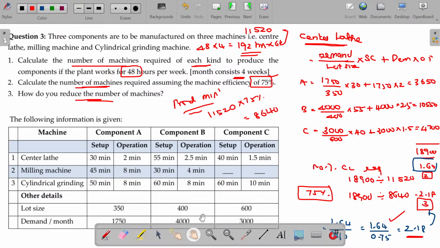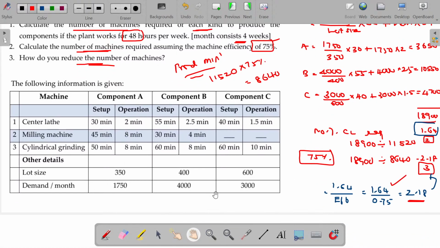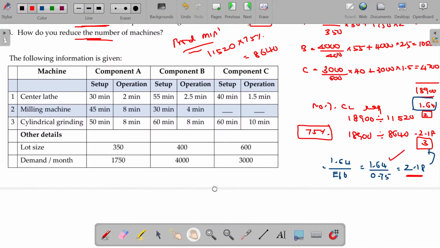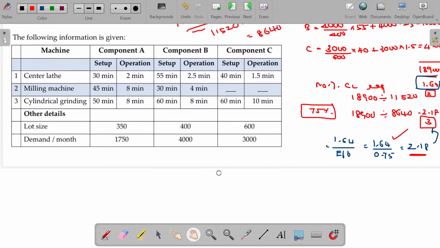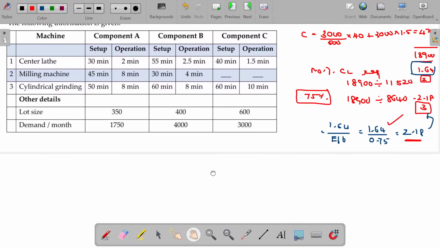So you can try for milling as well as cylindrical grinding. Anyhow, I may also solve this, but you can also join with me to solve this.